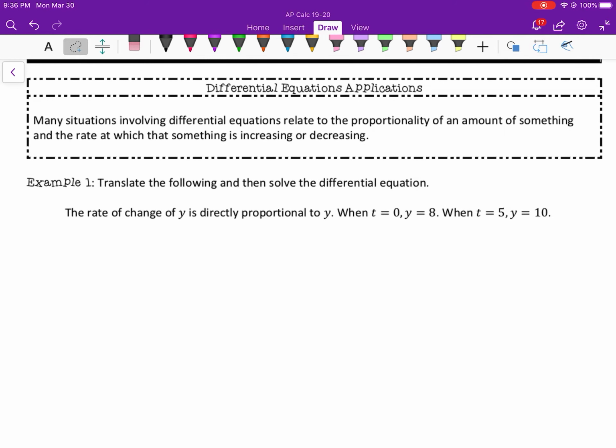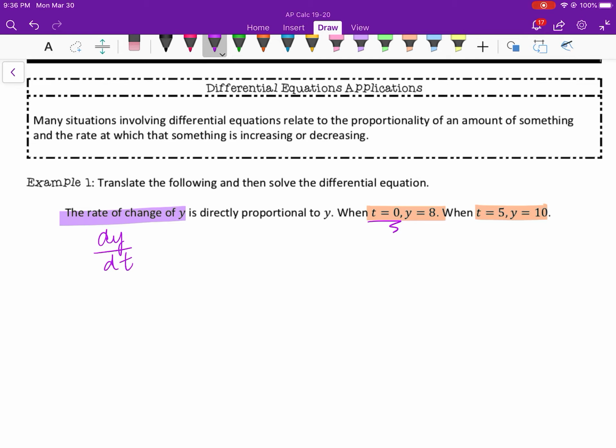We are going to be solving our differential equation, and it will be a specific solution because of these ordered pairs they give us at the end. So let's just translate what we've got. The rate of change of y is just dy over normally dx, but a lot of times today we're going to be using t for our independent variable. So dy/dt is directly proportional to y.